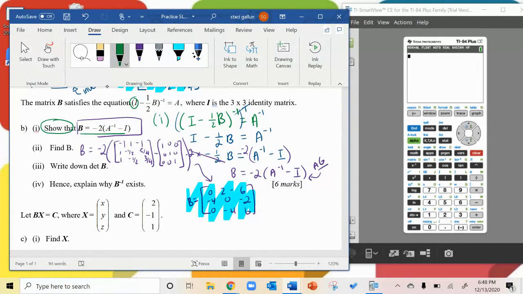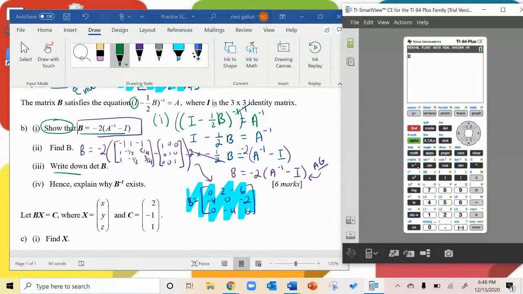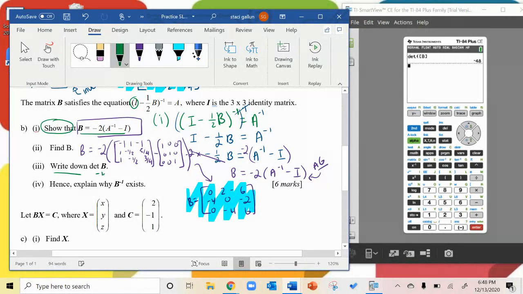So this then says write down the determinant of B. Yes, we do know how to find the determinant of B, but it says write down. Let your calculator do it. Second matrix, math, determinant, second matrix, B. Enter, enter. -48. Hence, that means use what you just did. Explain why B inverse exists.